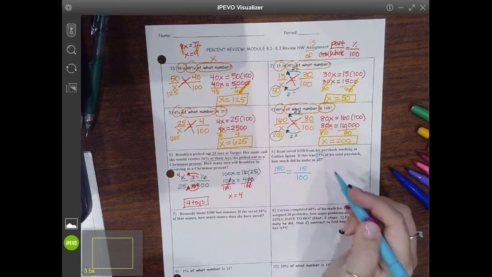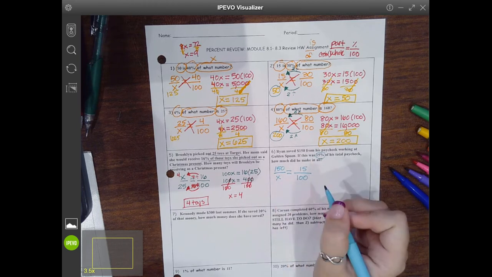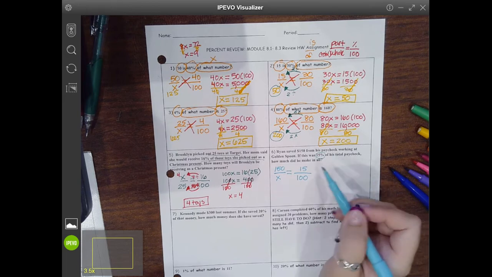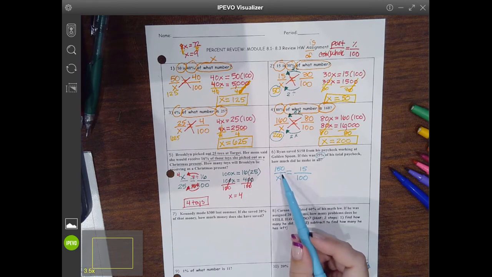And then let's just double check with what it's asking, because as of right now, I have this as the unknown. It says if this was 15% of his total paycheck, how much did he make in all? Yep. Okay. They even told me I'm solving for the total amount that he made. This is just a part that he saved of the total.